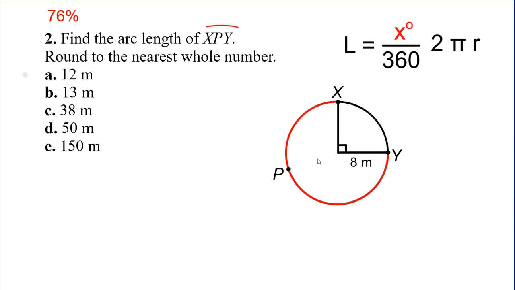So if you got it wrong, that might have been what you did wrong. You used the 90 instead of the 270. So you've got to be careful. This is not the minor arc XY, which would be this part here. It's XPY, which tells us it's the major arc.